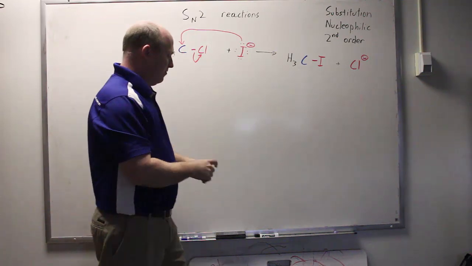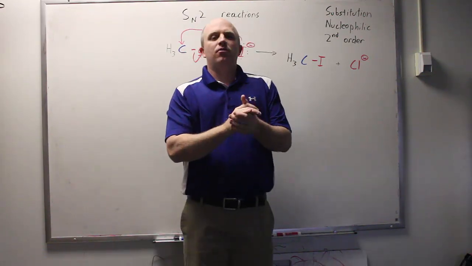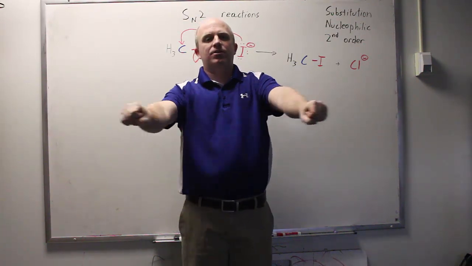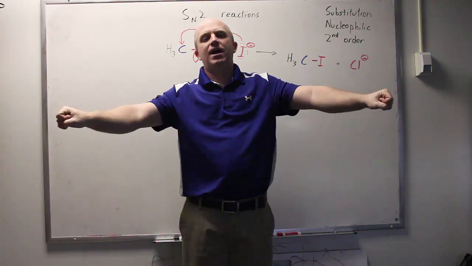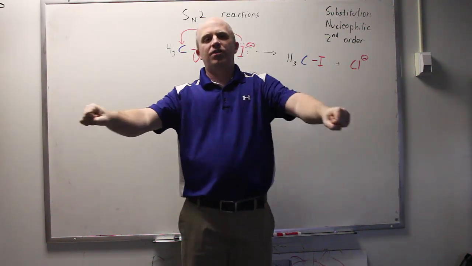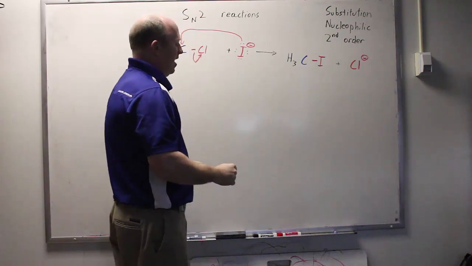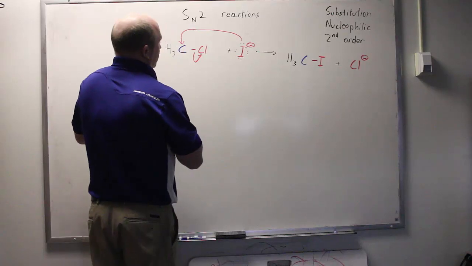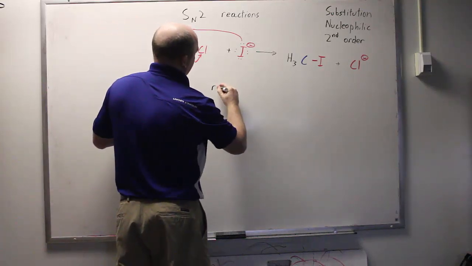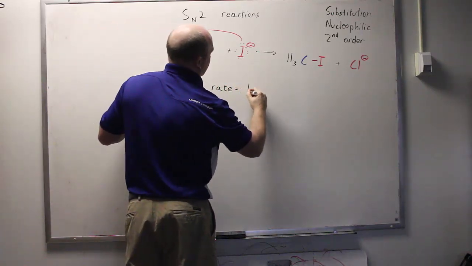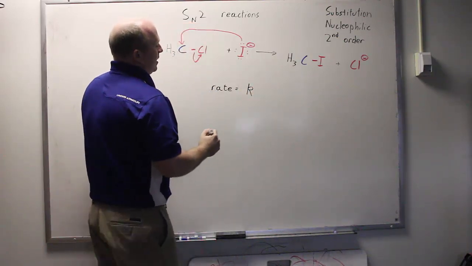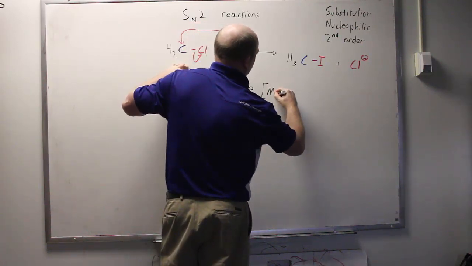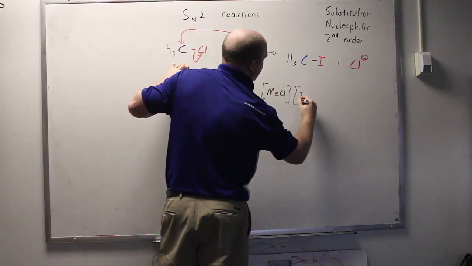And the second order part of it has to do with kinetics. So if you have taken Chem 190 or Chem 120, then you may already be familiar with the concept of kinetics describing a chemical reaction. And in the case where two things must collide in order to have a chemical reaction take place, we call that second order. So what this is really talking about, the second order part, is a rate expression. So the rate of this reaction is going to be determined by some rate constant times the concentration of the starting substrate, methyl chloride, and the concentration of the attacking nucleophile.